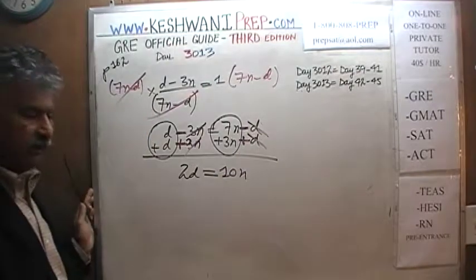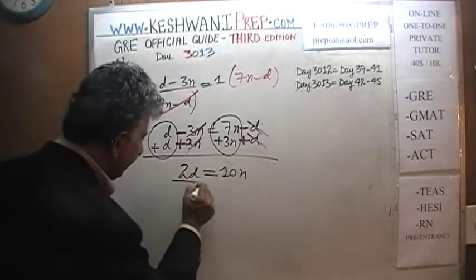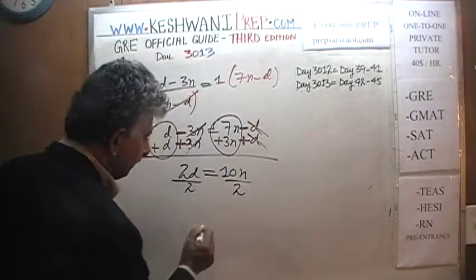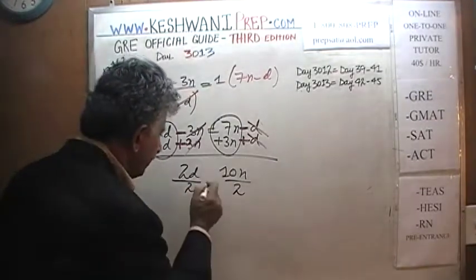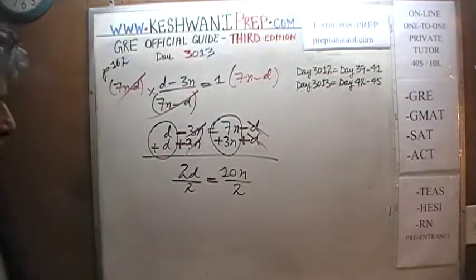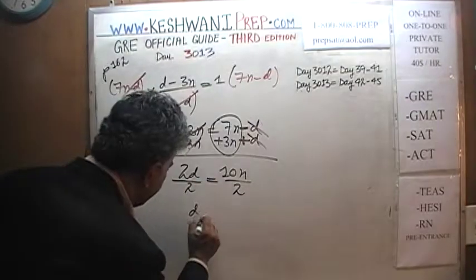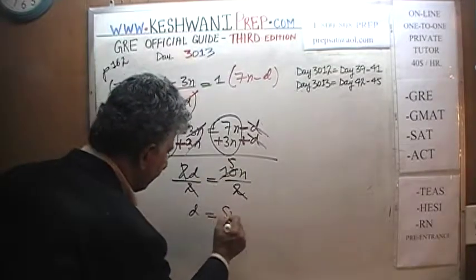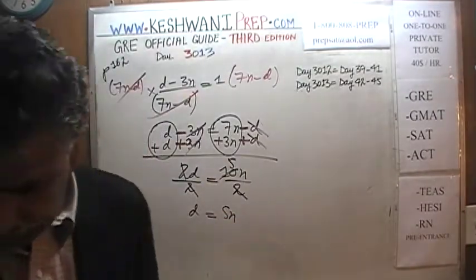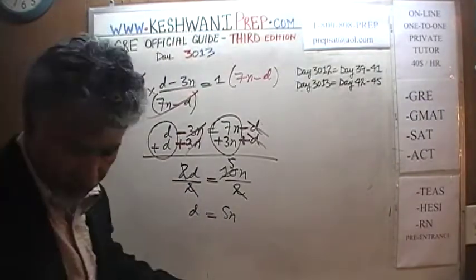And we're not interested in 2d's, we just want a d by itself. So divide both sides by 2. And as I divide both sides by 2, I better fix this thing before my algebra teacher finds out that I was sloppy. And therefore d would equal, this 2 goes away, 5n. There you go, 5n. And that is the answer we're looking for.